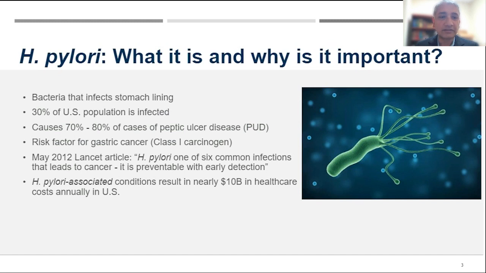There was an article in 2012 in the journal Lancet, which said that H. pylori is one of the 6 common infections that leads to cancer, and that early detection and treatment of H. pylori can result in the prevention of cancer. And again, the other infectious agents that were in this category were human papillomavirus, HIV, hepatitis B, hepatitis C, and Epstein-Barr virus. So again, it's in a group of agents that have a very firm and established relationship with cancer.